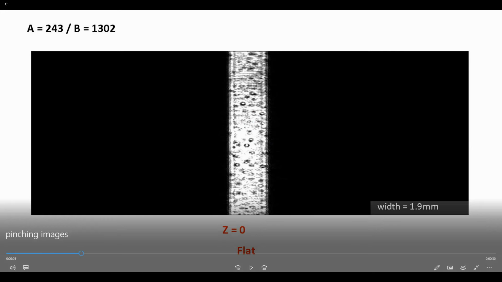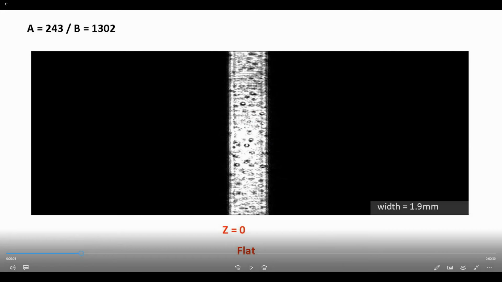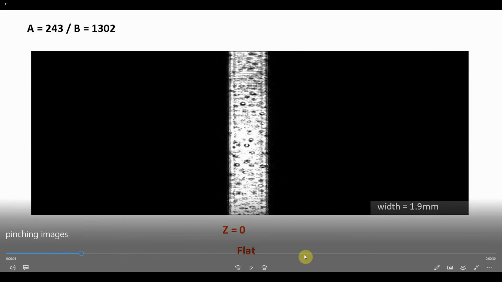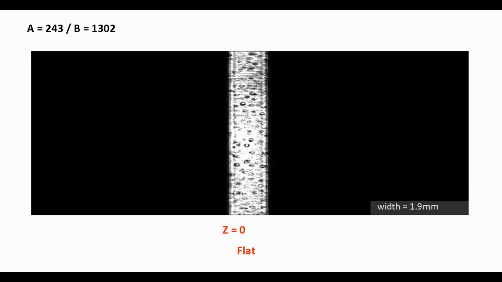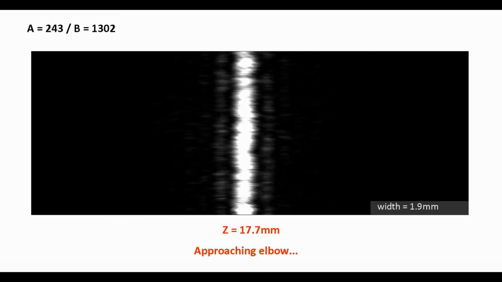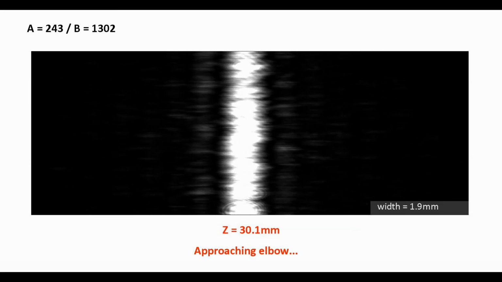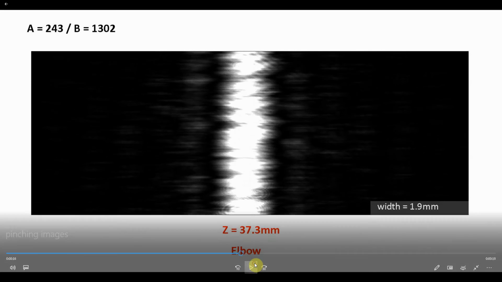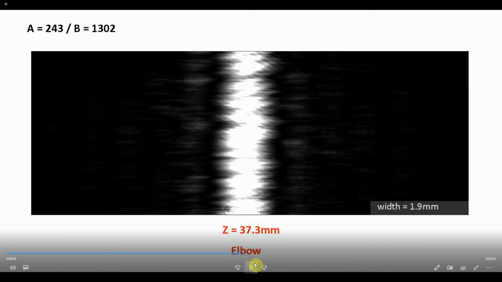The final note concerns pinching. This effect occurs between the flat and the early elbow. The stripe starts at one width, then it appears to grow narrower, roughly by half. Then it grows larger again and gets back to its original width at the early elbow. This disagrees with the symmetry optical model, which says that the stripe width should stay essentially constant during this stage.